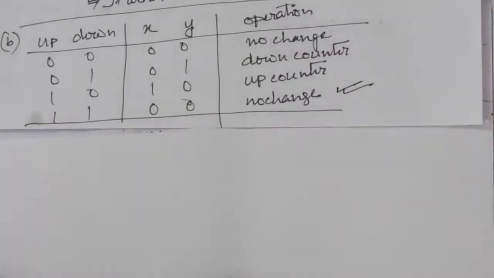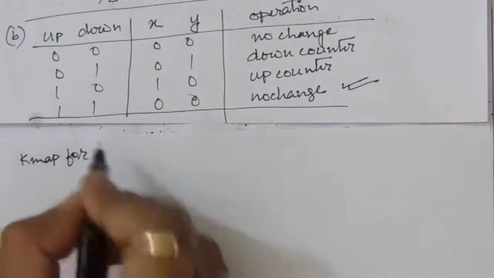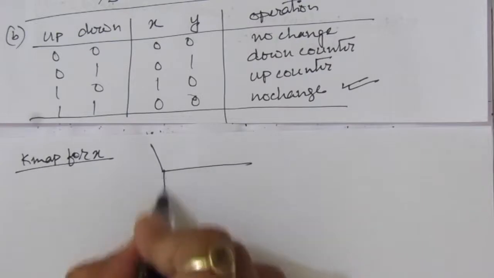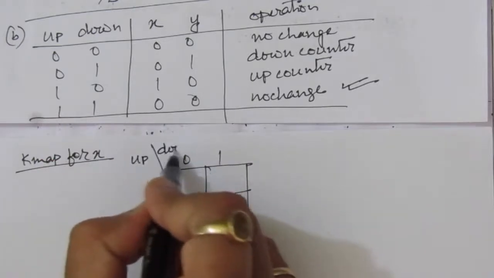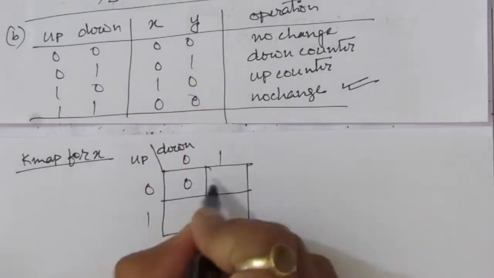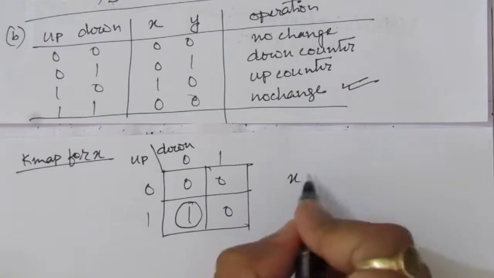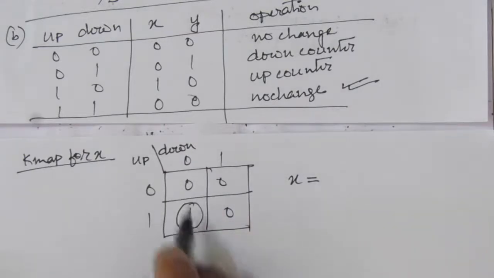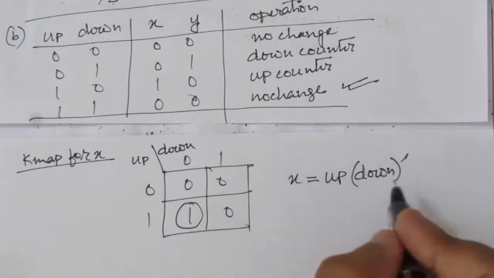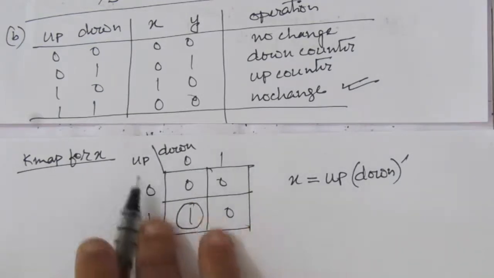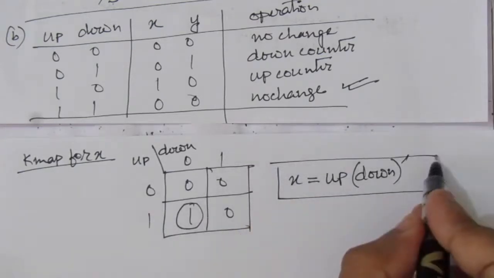Now let us find the K-map for X and Y, so that we can get an expression for X and Y. K-map for X. We have two inputs, up and down, with 0 1 0 1. For X we have 0 0 1 0, so this will be the only one combination. So X is equal to up into down complement. You can see that down is 0 and up is 1, so up is as it is and down complement. Okay, so we have got the expression for X.